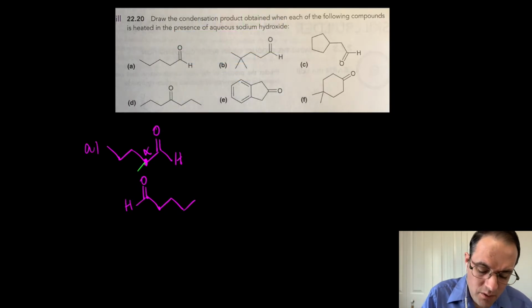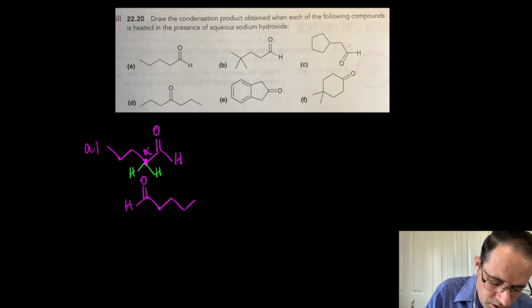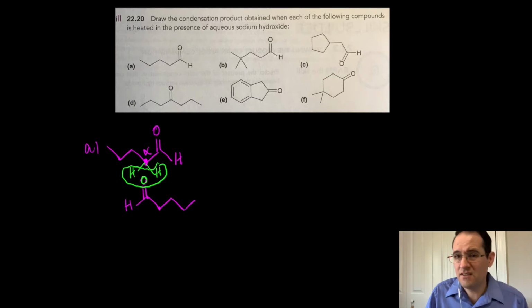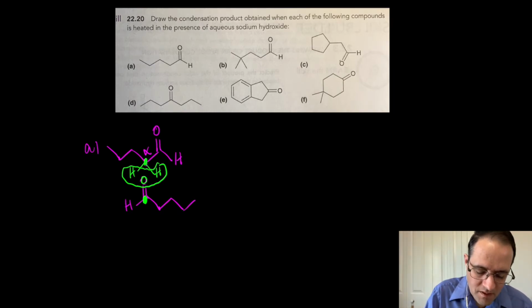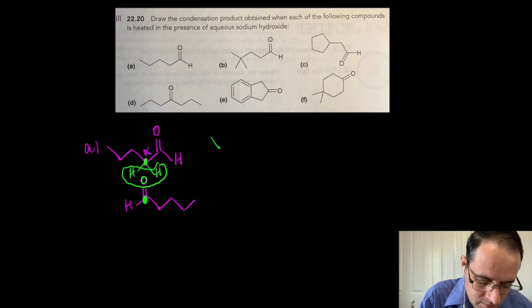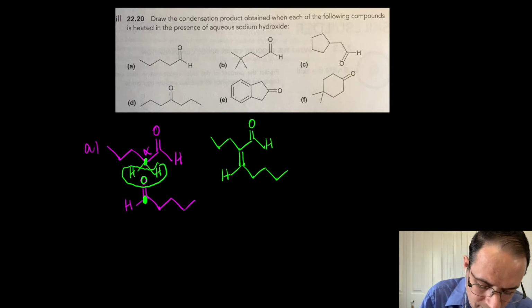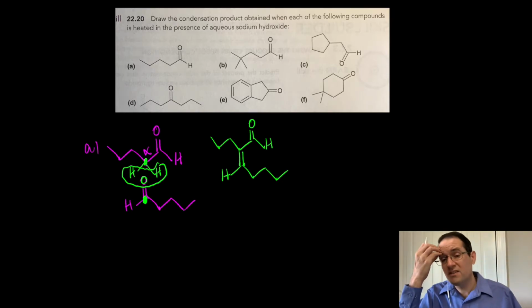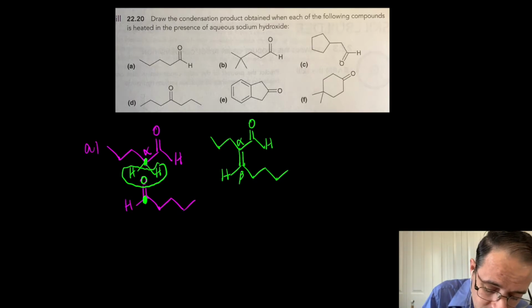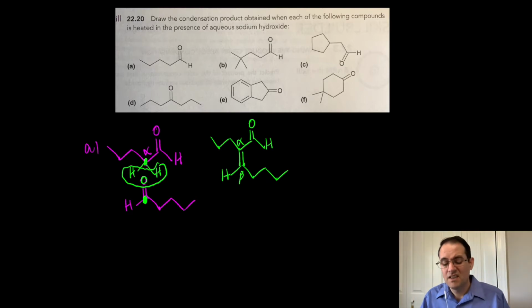And so recall again what we do. We're going to draw in two hydrogens here. And we have this oxygen here. So we're going to pull off these elements from the two molecules and then create a double bond between this carbon and this carbon. So that's going to give us, I'll draw the H there just to draw it, this alpha beta unsaturated aldehyde. So that's the procedure for how you do that.